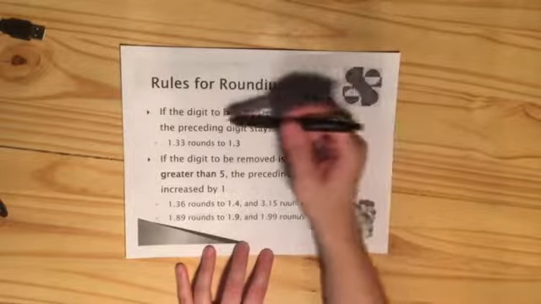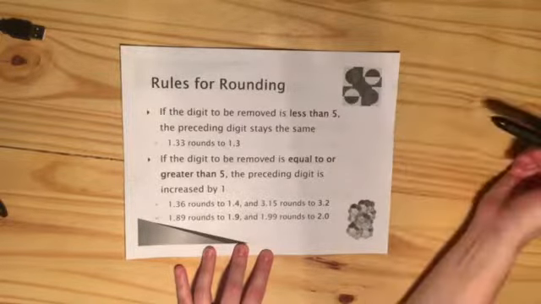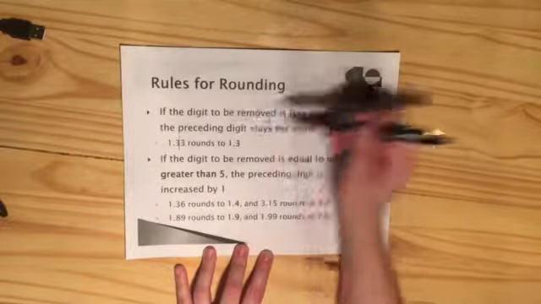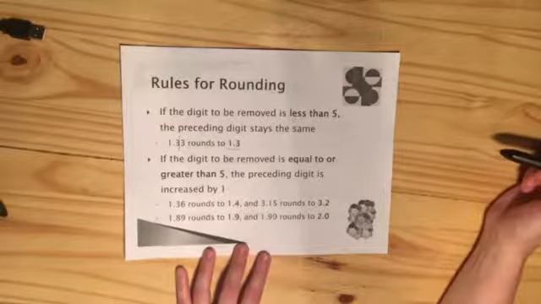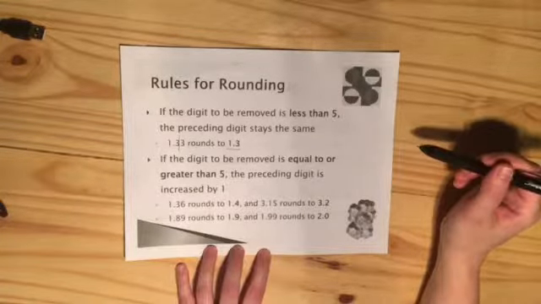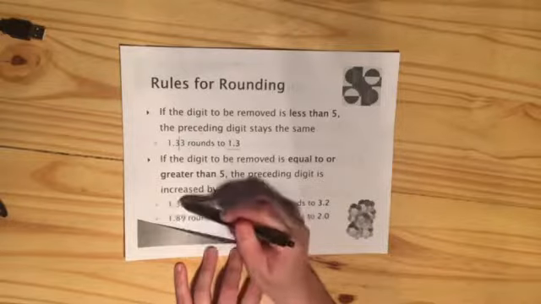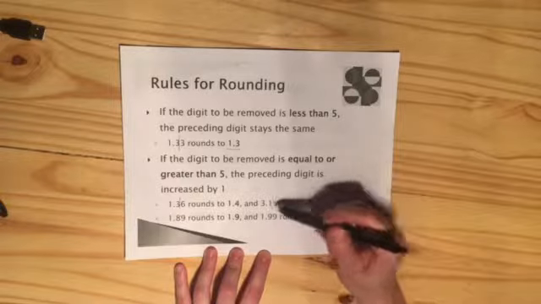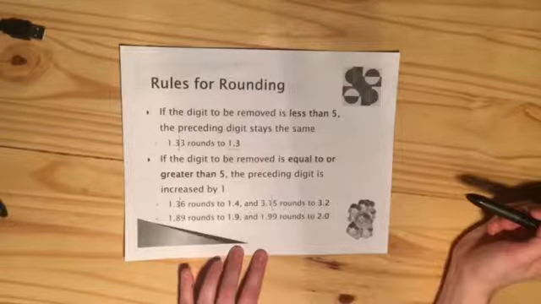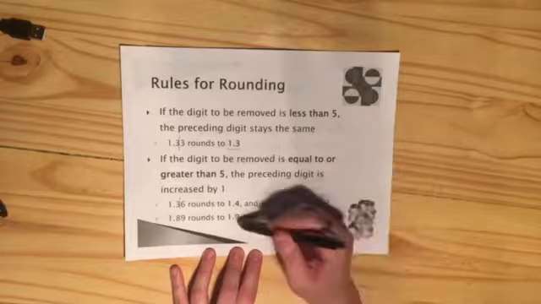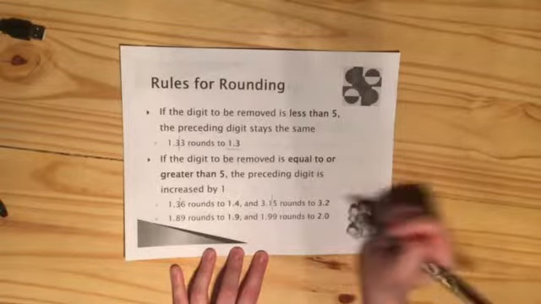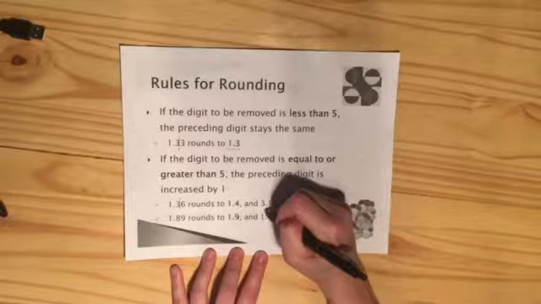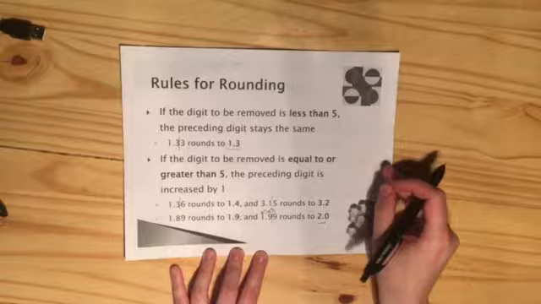For rounding, if the digit to be removed is less than 5, the preceding digit stays the same. So here, if we were cutting it off right here, it would round to 1.3. If it's equal to or greater than 5, it's increased by 1. And so here, if we're cutting this off and rounding it, that becomes 1.4. But this one and this one here rounds to 3.2. 1.89 rounds to 1.9. And then here, if you're going to cut this off, this 9 bumps up that 9 to a 10, which bumps up that to a 2. You get 2.0.